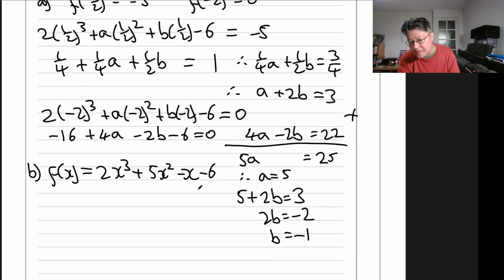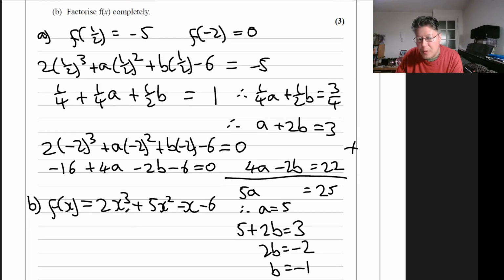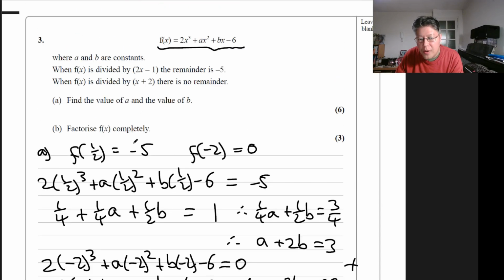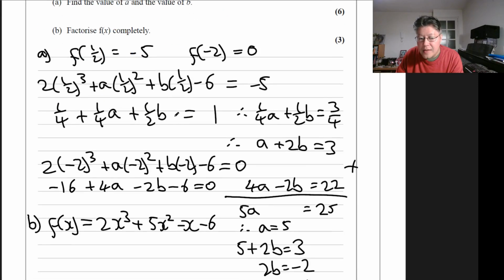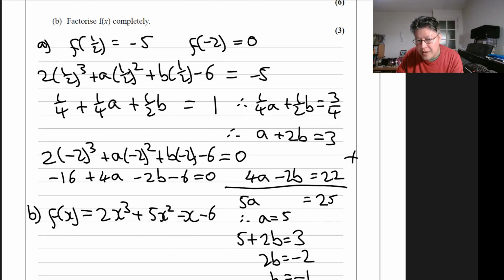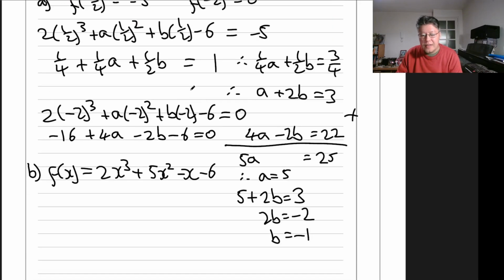We need to factorize this cubic, and we're not allowed to use a calculator for this. On the new syllabus, although you do have access to the calculator, they would ask it in a way that you have to show the working out, and the method here will be polynomial division. We already know one of the factors. We were told here that when f of x was divided by x plus 2 there was no remainder. It means this x plus 2 is one of the factors. This will become a triple bracket, and one of those brackets will be x plus 2. So we can get the other remaining bit by dividing this by x plus 2.